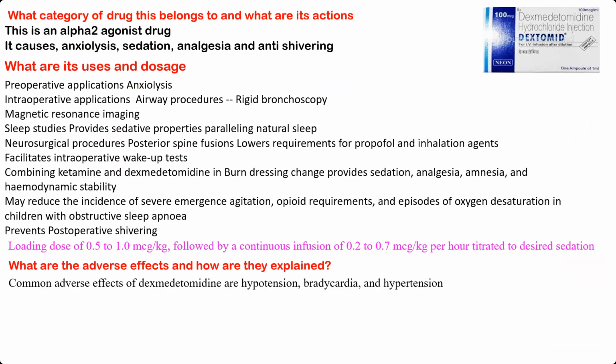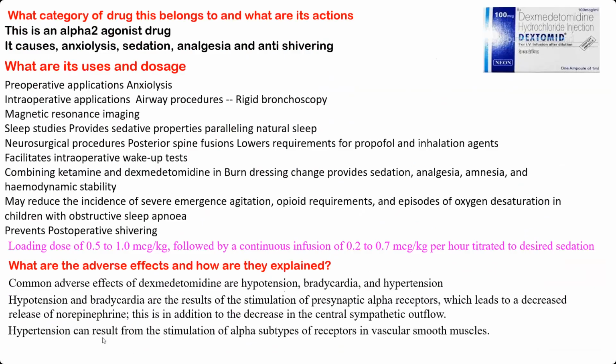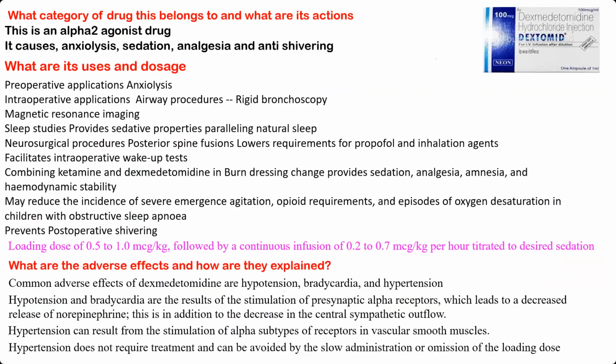It also blocks peripheral alpha receptors, leading to vasodilation; that is the reason for the hypotension. But bradycardia is a result of stimulation of presynaptic alpha receptors, which lead to decreased release of norepinephrine, added with the central sympathetic outflow depression. Okay, these are the two mechanisms by which the initial hypotension and bradycardia will happen. But later on, hypertension results from stimulation of alpha 2B subtypes of receptors in vascular smooth muscles. So, how to avoid the hypertension, which will happen after some time when you start the drug? We can avoid the loading dose. Very good. You can avoid the loading dose or you can administer the drug very slowly. These are the two ways by which you can avoid the hypertensive response.